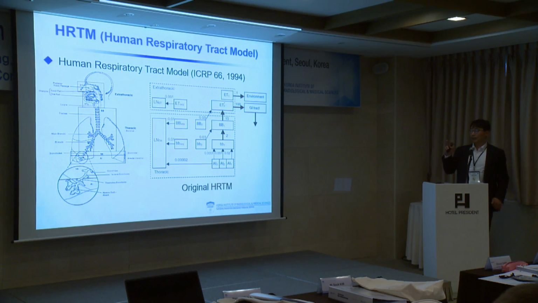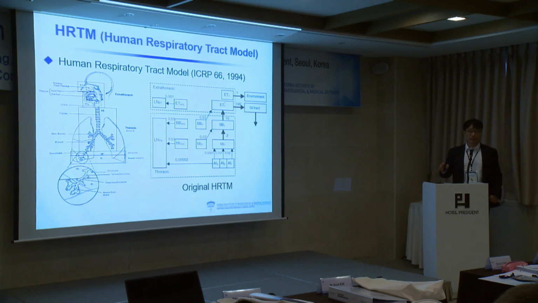And thoracic region, there are large BB, bronchi, and small BB, which means bronchial, and AI region means alveolar interstitial. So thoracic region is composed of three parts: large BB, small BB, and AI region. And this model is the compartment model of the human respiratory tract model. We call this one the original HRTM model.